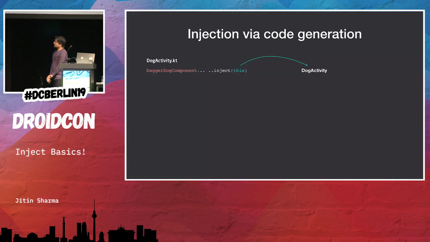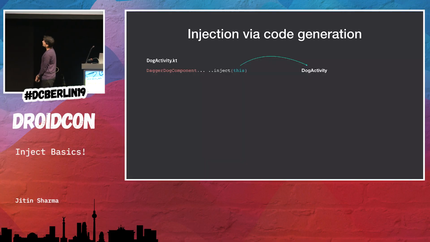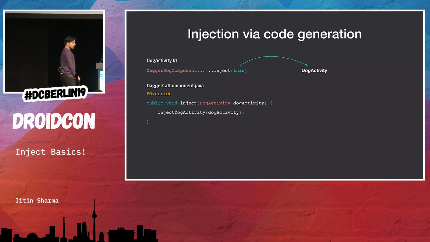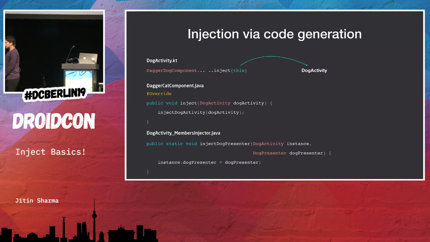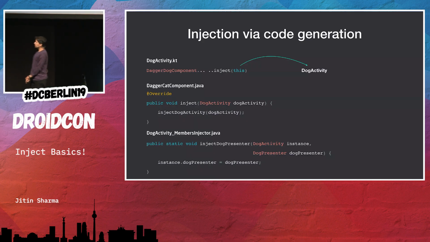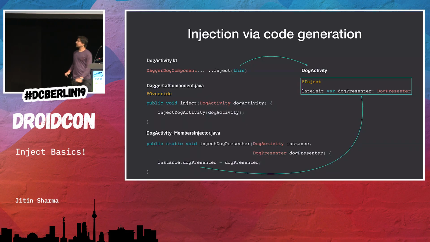Now, when we build that component and we call inject(this), we are doing it in a dog activity, for example. What Dagger does is call something called inject, which is present in the generated component of Dagger. This internally calls, these are all generated classes, member injectors, which are like the member classes Dagger has to inject variables into. So it calls something called injectPresenter with the activity instance and the presenter instance. The activity instance is the same one which you called inject with, and the presenter instance is the one which Dagger created itself. And it's the same thing which you declared with @Inject lateinit var.